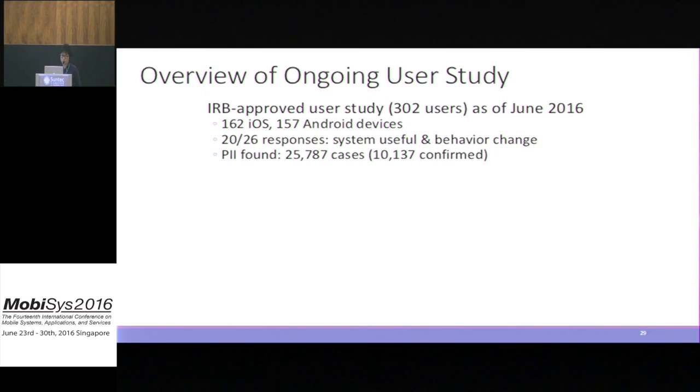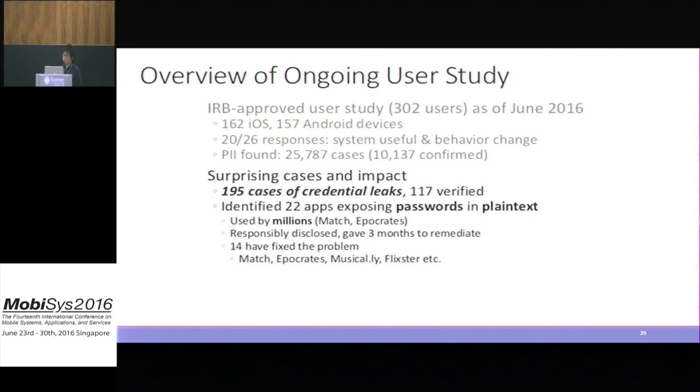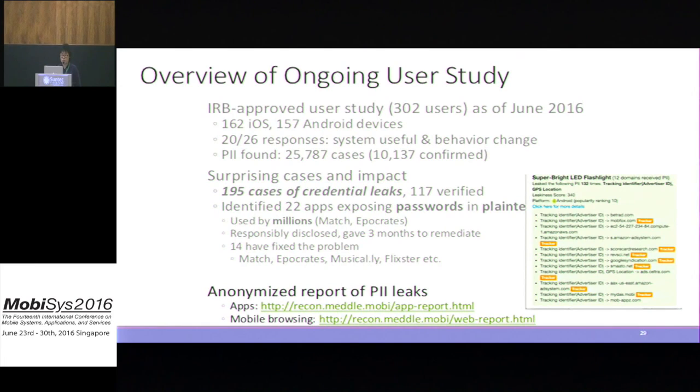And the system so far has found over 20,000 cases of PII leaks, among which we saw crazy things like over 100 cases of credentials being leaked in plain text. This came from 24 apps, including popular apps like Match and Hypocrites that are used by millions of users. For these apps, we did a responsible disclosure and gave developers 3 months to fix the problem. So far, only 14 of them have fixed this vulnerability. So to help inform the non-users, we regularly update an anonymized report of the PII leaks for both apps and mobile browsers on our website.